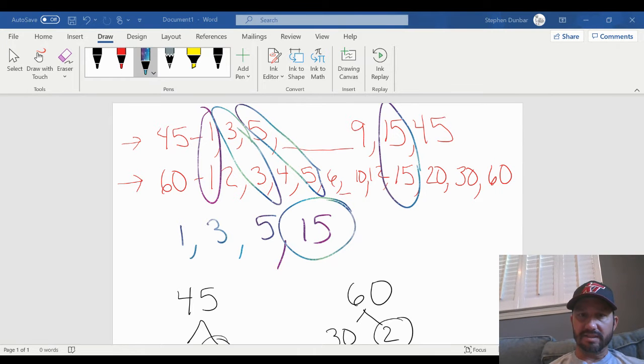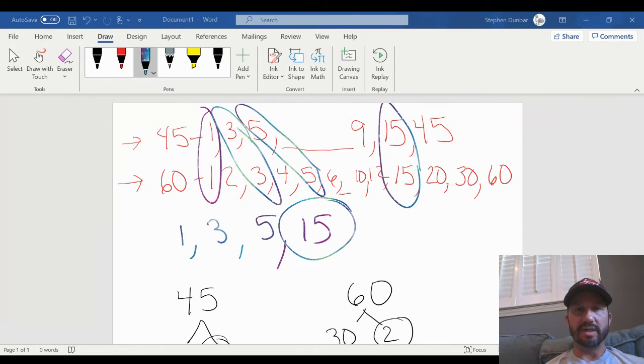So practice problem number 1: a teacher is making gift bags. Each bag is to be filled with pencils and stickers. The teacher has 24 pencils and 36 stickers to use. Each bag will have the same number of each item with no items left over. So when I see they're going to have the same number of each item, that means I'm looking for a common factor.